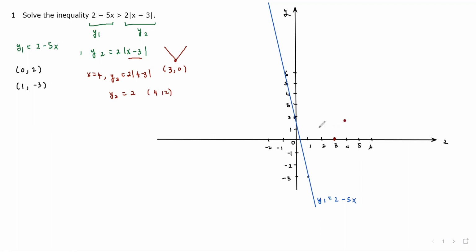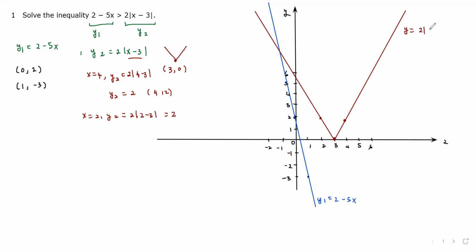And because it is perfectly symmetrical, when x is 2, y2 is 2 times the modulus of 2 minus 3, which gives a value of 2. You have a point (2, 2) as well. That will give you the V-shaped graph. So we join these points. That is the graph y equals 2 absolute value of x minus 3.